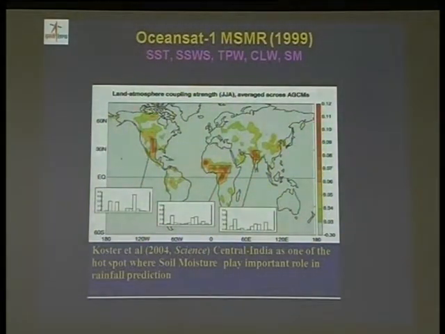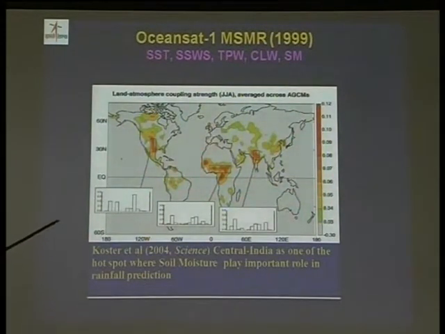So MSMR actually was again an important satellite. Though it worked only for 3 years, it provided very valuable information in terms of many applications. It had 6 gigahertz, 10 gigahertz, 18 and 21 gigahertz. So it provided very similar observations, similar to Nimbus SMMR.